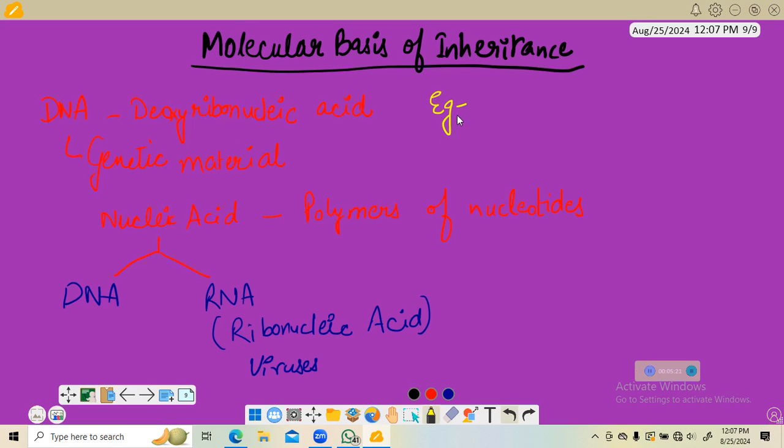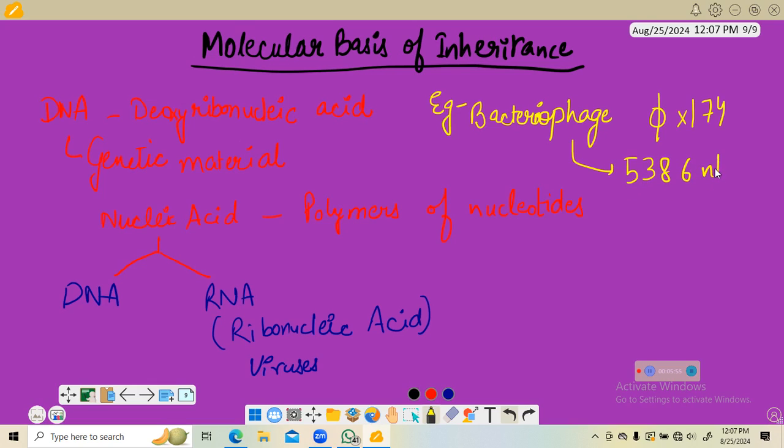samples. So bacteriophage, bacteriophage phi X 174. This is 5386 nucleotides.